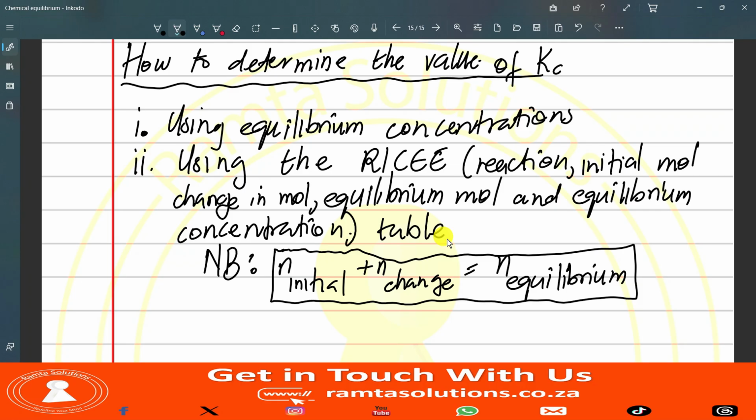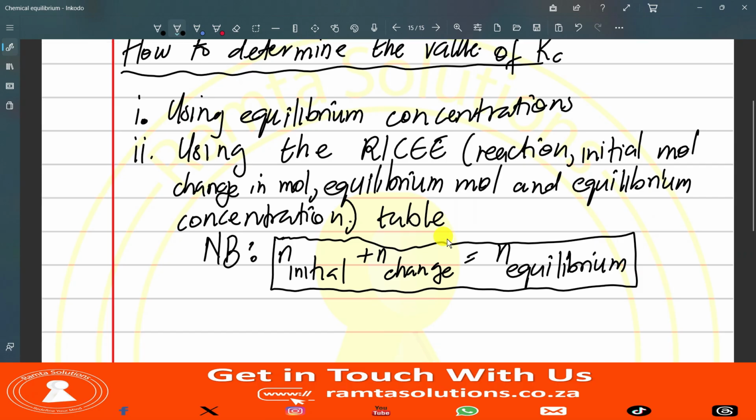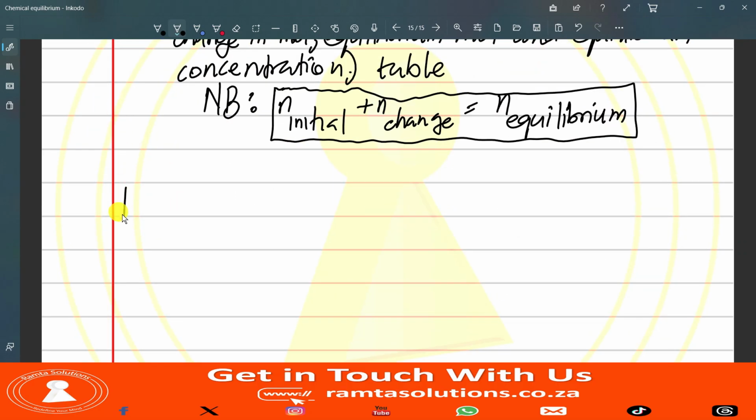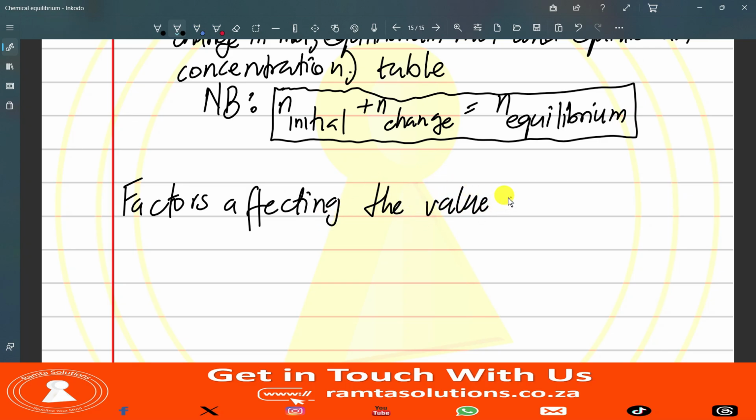Okay, so now we are going to begin with examples. But before that, let's now talk about factors affecting the value of Kc. What this means is, what can change the value of Kc?